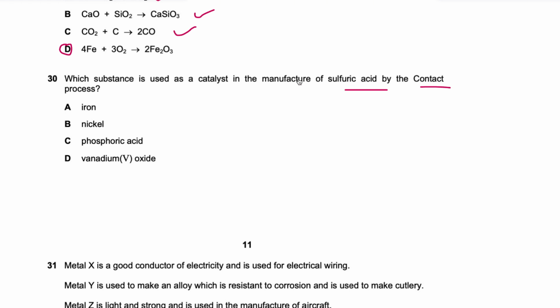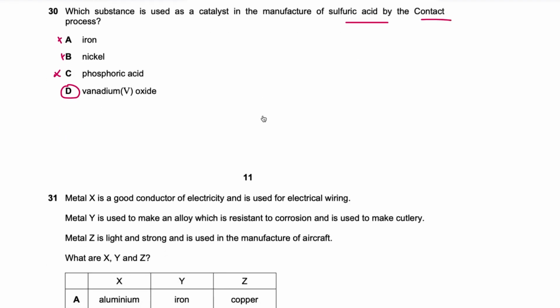While for the manufacture of ammonia, the catalyst is iron. So iron is for the Haber process, when you are manufacturing ammonia. Okay, don't make the mistake. Don't mix them. Not nickel, not phosphoric acid. Phosphoric acid is used as a catalyst in the hydration of ethene to produce ethanol. Vanadium(V) oxide is used as a catalyst in the contact process. All these things you have to be very, very familiar with.